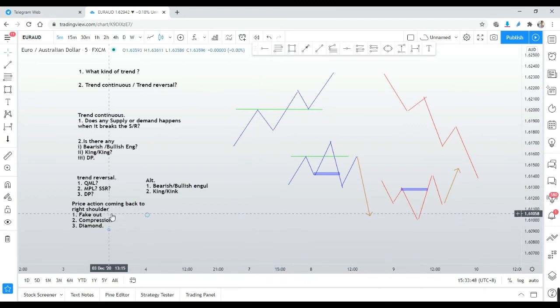So you need to be aware of a fake out, compression, or diamond. When I say or, it doesn't mean it will be just one. Sometimes it is mix and match. It can be a fake out, then compression, or it may be compression, then fake out, then diamond. It may happen mix and match, and sometimes it may be two to three fake outs, right? You have to be aware of that, because this is how I trade my QML, or advanced supply and demand method.